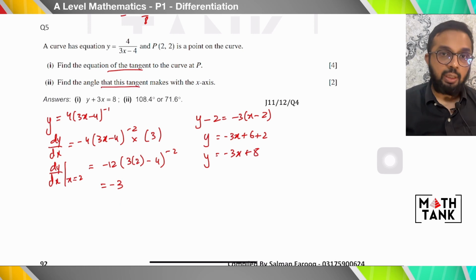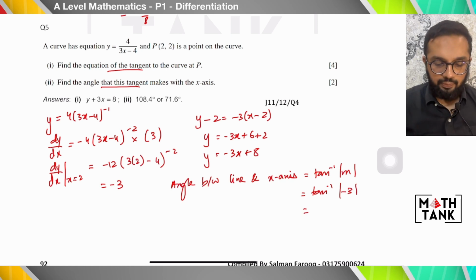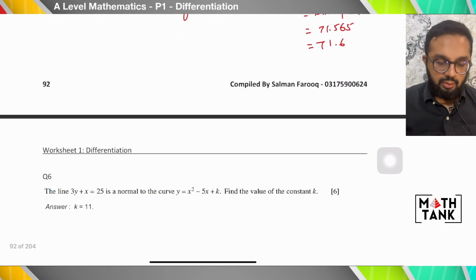Find the angle that the tangent makes with the x-axis. So the angle between a line and the x-axis is tan inverse of the modulus of m. So tan inverse of minus 3, tan inverse of 3 gives me 71.565, which rounds off to 71.6. That was part 2. That's for coordinate geometry.